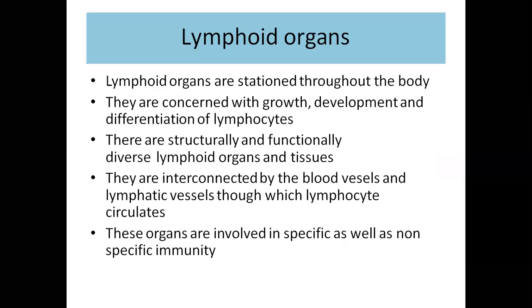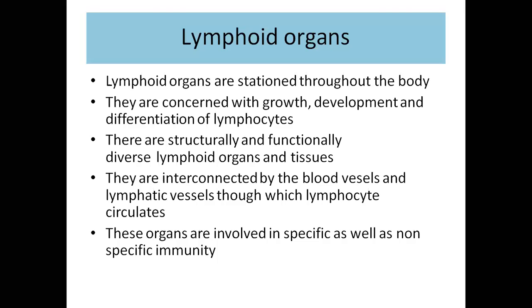So we had studied lymphocytes. Where do these lymphocytes come from? They develop from the lymphoid organs. These organs are present throughout the body and are concerned with the growth, development, and differentiation of lymphocytes. I had told you that T cells are categorized into different functions based on what they are good at. That differentiation is done in these lymphoid organs.